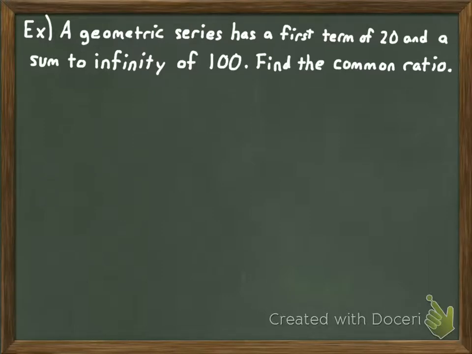This time we're going to tell you that a geometric series has a first term of 20 and a sum to infinity of 100, and we're going to find the common ratio. Super simple thing to do. Remember that the sum to infinity equals, whoops, that's an 8, not an infinity. Sum to infinity equals the first term divided by 1 minus the common ratio, and we know the sum to infinity here is 100.